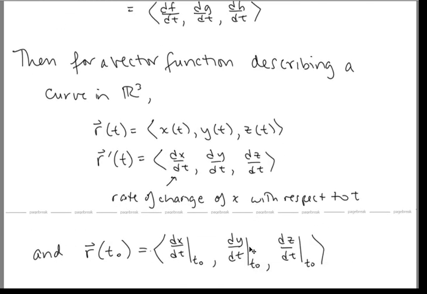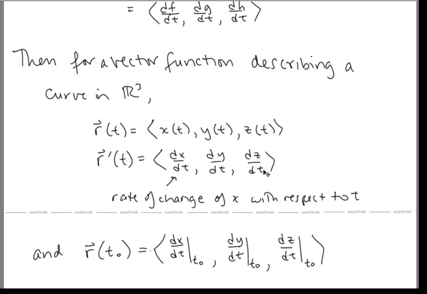Then for a vector function describing a curve in three-dimensional space, like we were just looking at before, say r of t is x of t, y of t, z of t, then r prime is going to be dx dt, dy dt, dz dt, and let's think about what this means. This is the rate of change of x with respect to time, the rate of change of y with respect to time, the rate of change of z with respect to time.